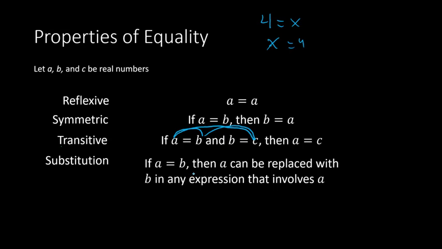And then we have the substitution property, which says we can replace something with an equal value. So for example, if a equals b, then a can be replaced with b in any expression that involves a. An example of this would be, let's say, if x equals 3, and you're told to evaluate, let's say, 2 times x. Based off the substitution property, anywhere I see an x, I can put a 3. So here is an x, I can put a 3. So instead of 2 times x, we have 2 times 3, and that could be solved to get 6. All right, so that would be your substitution property.